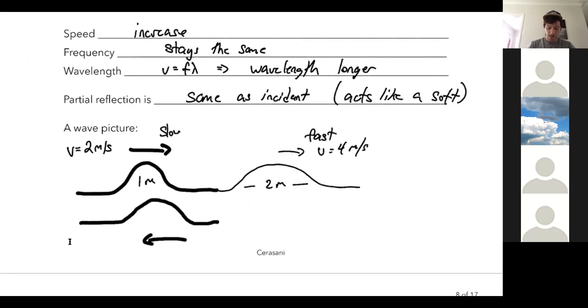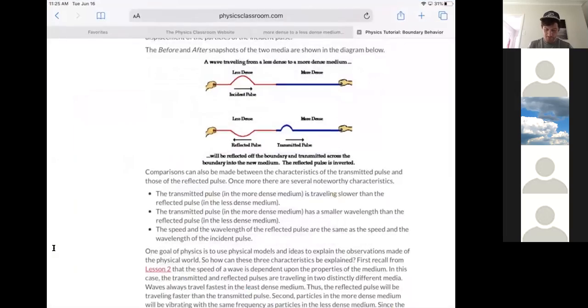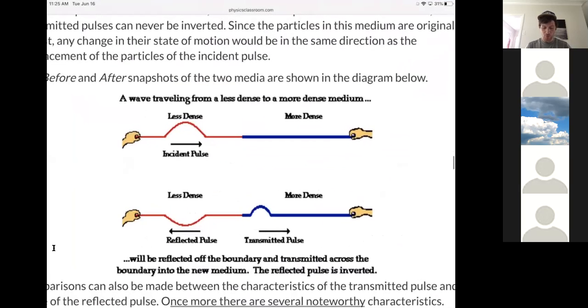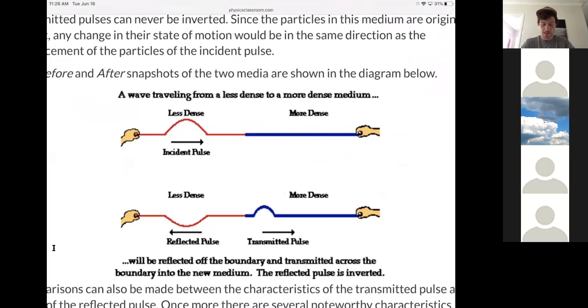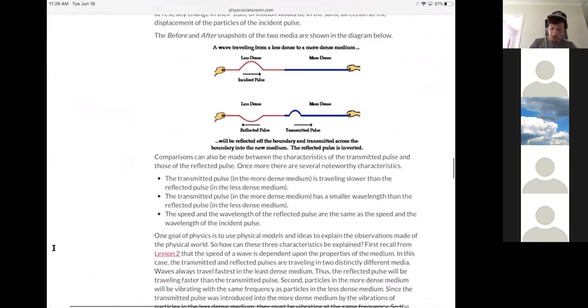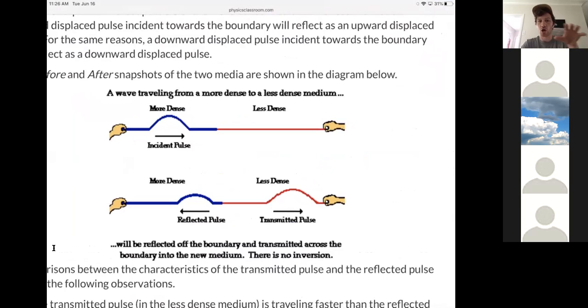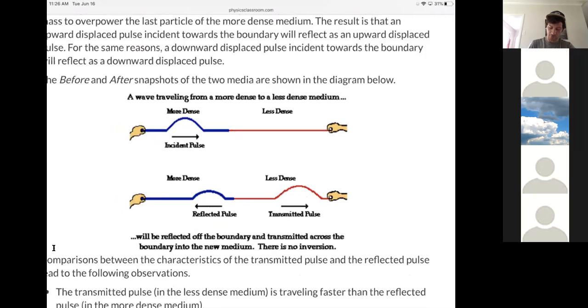Okay, now I can show you some fun little pictures of this. So this is less dense to more dense, right? This is what we just drew, okay? Less dense to more dense. You have your incident one going in, you have a smaller wavelength in the more dense one, and you've got a reflected, inverted, upside down wave pulse, okay? We can look at exactly the same thing, but more dense to less dense, see how we have a longer wavelength and a reflected pulse that is the same polarity, same up as the incident one, as the first one.